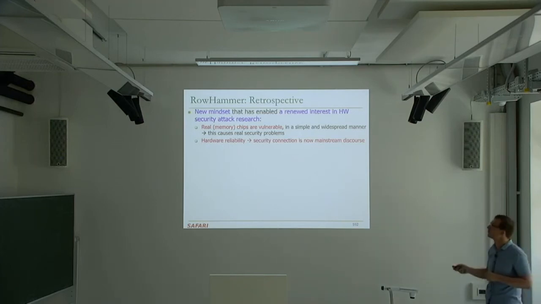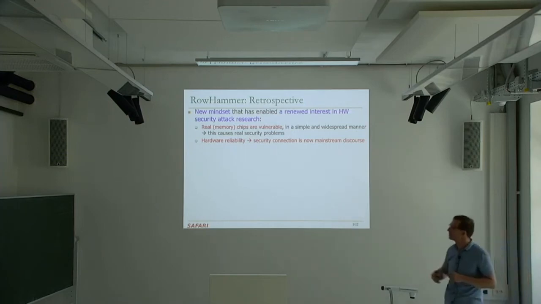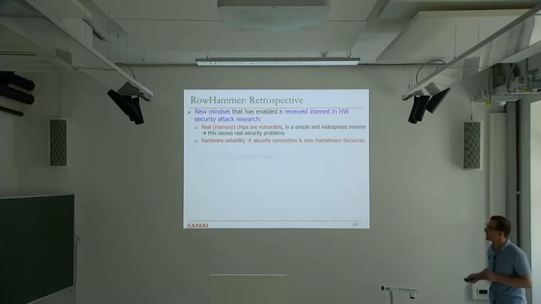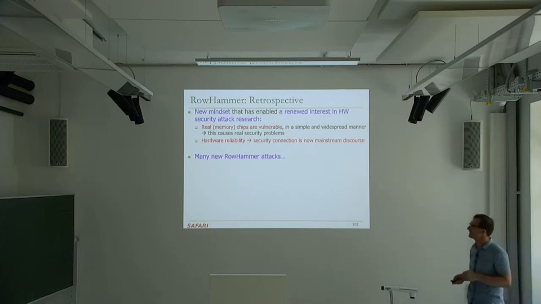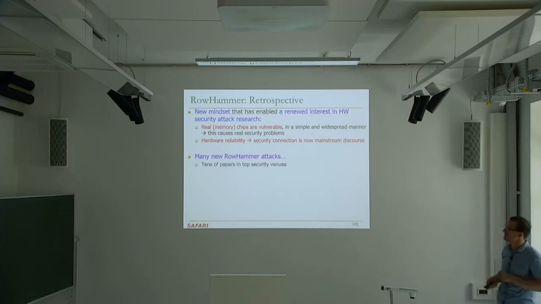And I think this has become more mainstream discourse right now. That's why you're seeing all of these attacks publicized widely. And there are many new RowHammer attacks. You should read the paper for a broad overview. But if you really want to get to know the attacks, read the papers that I mentioned. There are tens of papers in top security venues. And I believe there's more to come as RowHammer is getting worse.